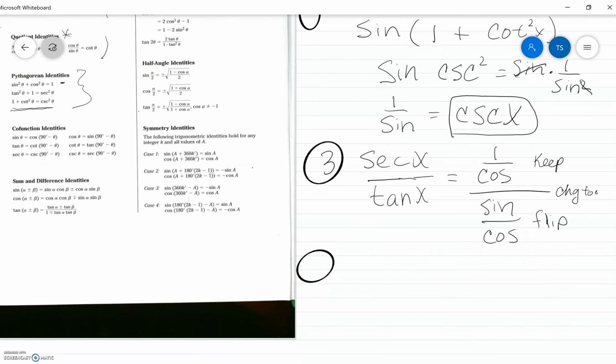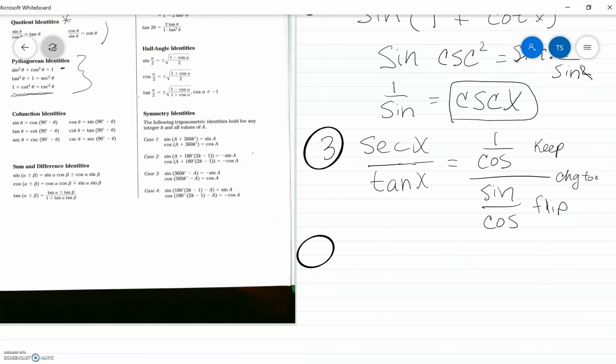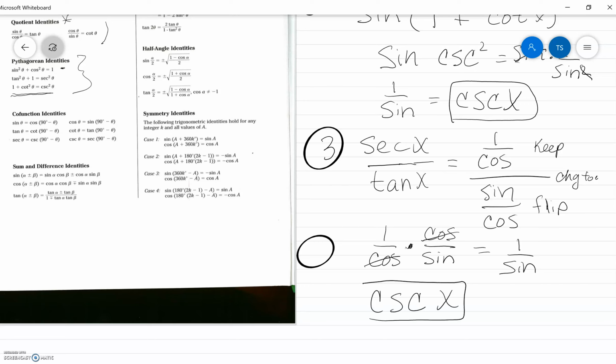I love that phrase. So when we keep, change, flip, it's going to be 1 over cosine because we keep the top. Make it a multiplication problem and flip the bottom, cosine over sine. And look, we've got a cosine on the bottom and a cosine on the top. They cancel each other out, leaving us with just 1 over sine. Well, 1 over sine, according to our reciprocal identities, happens to be cosecant. Final answer.